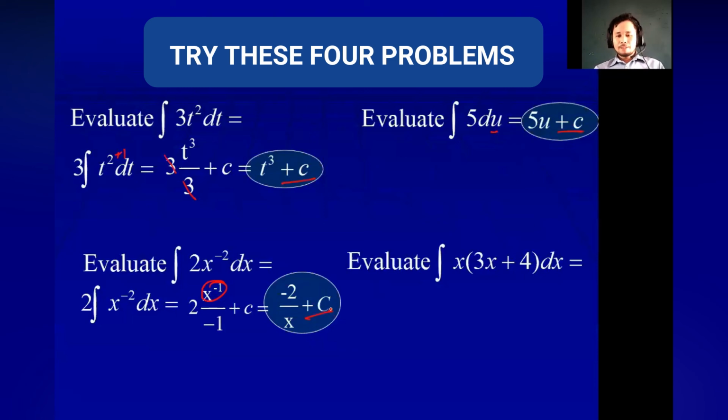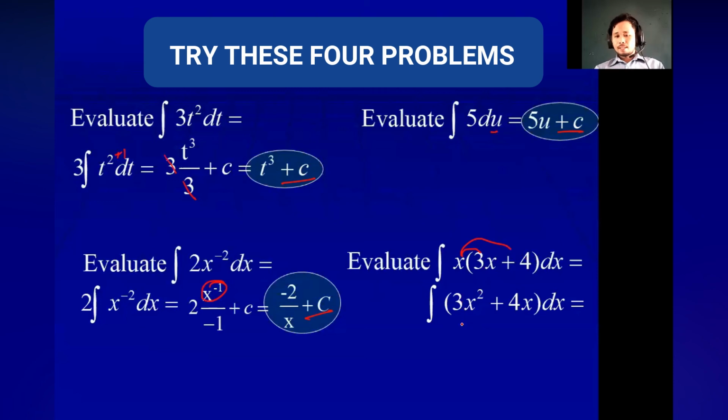Then lastly, evaluate the integral of x times 3x plus 4 dx. All we need to do is to apply distributive property. So we're going to rewrite first our equation. So x times 3x, that is 3x squared, and x times 4, that is 4x. So we have the integral of 3x squared plus 4x dx.